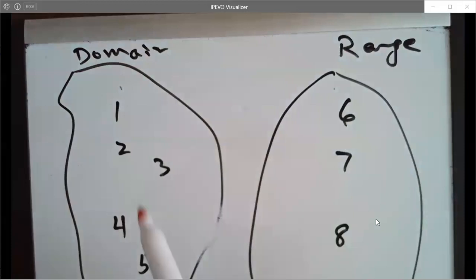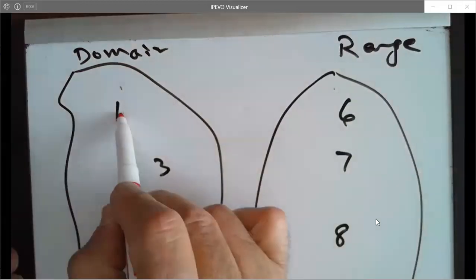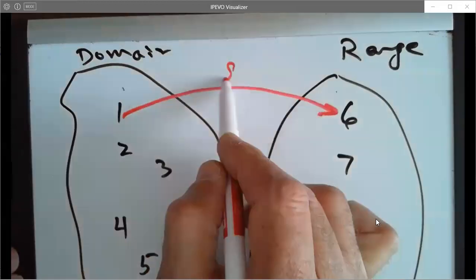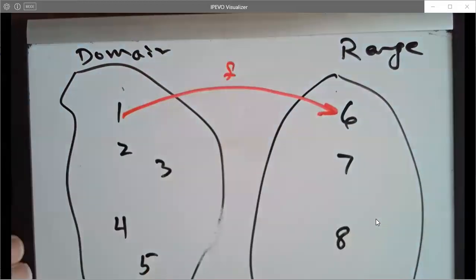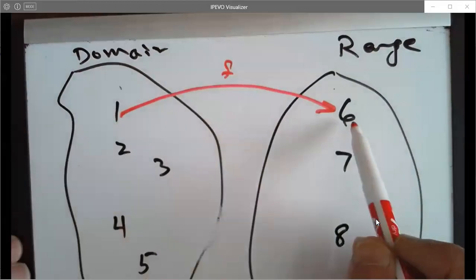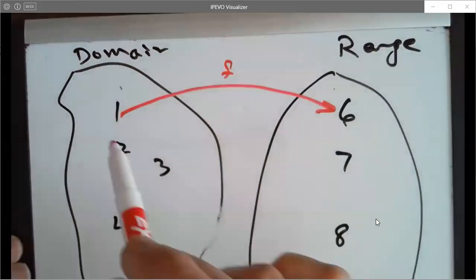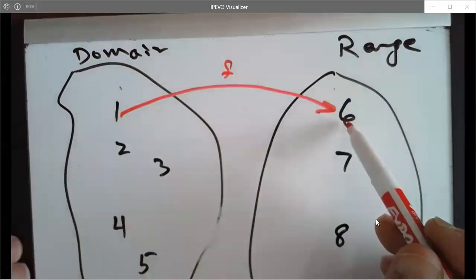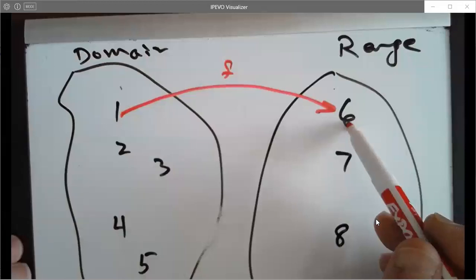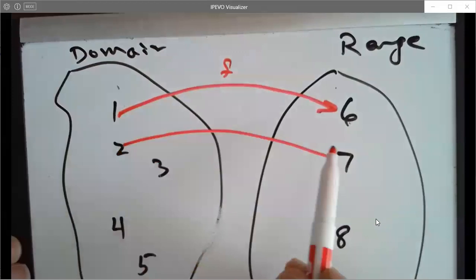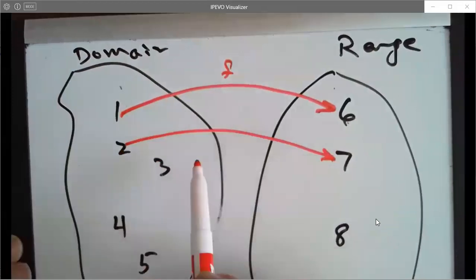You have this 1 matches up with the 6, and so that's our function. In other words, the input is a 1 and the output of this function is a 6. So we substituted 1 into the function, and the result comes out as a 6. Next, we look at 2, and that's a 7.